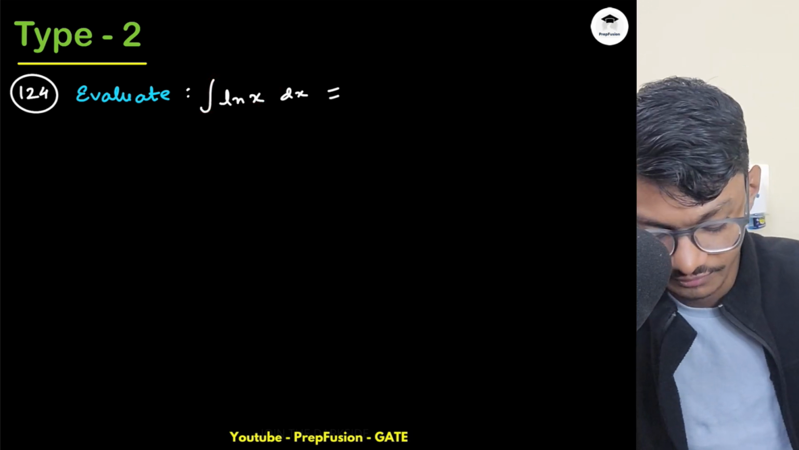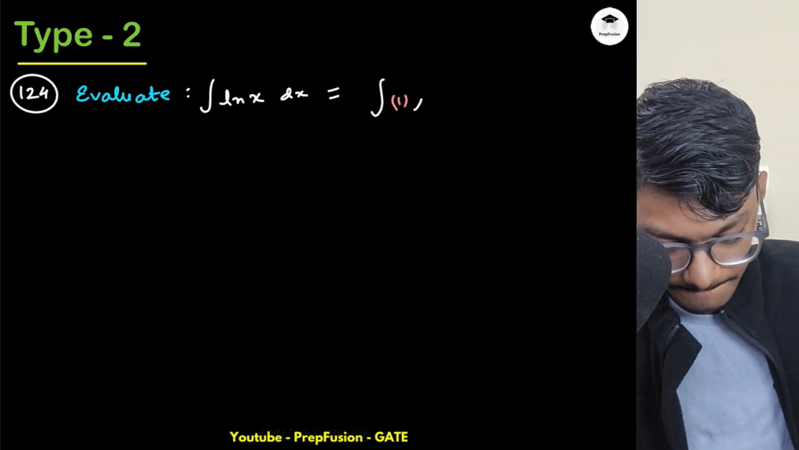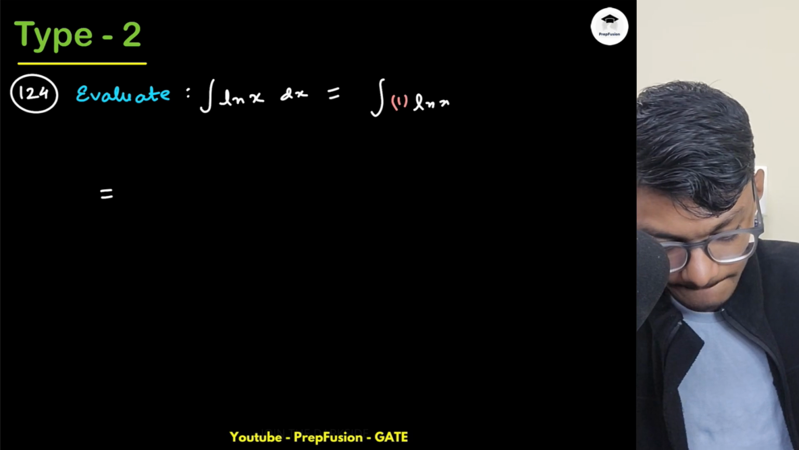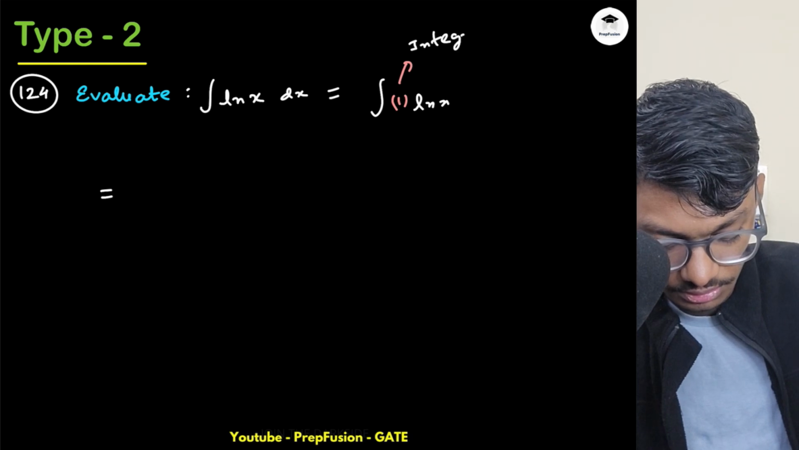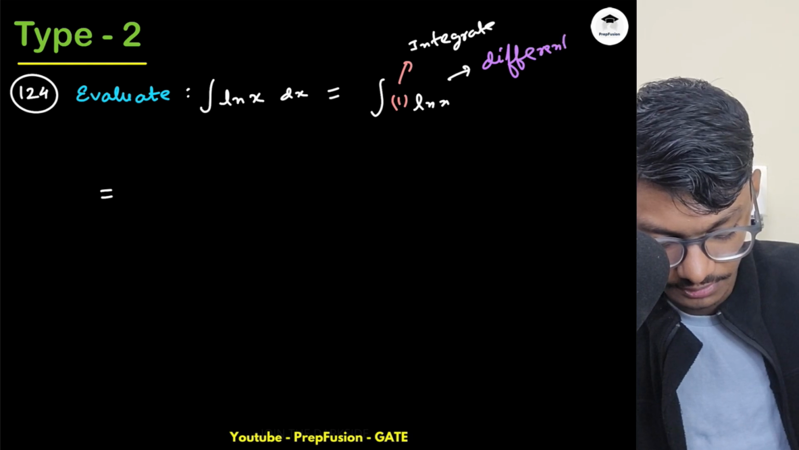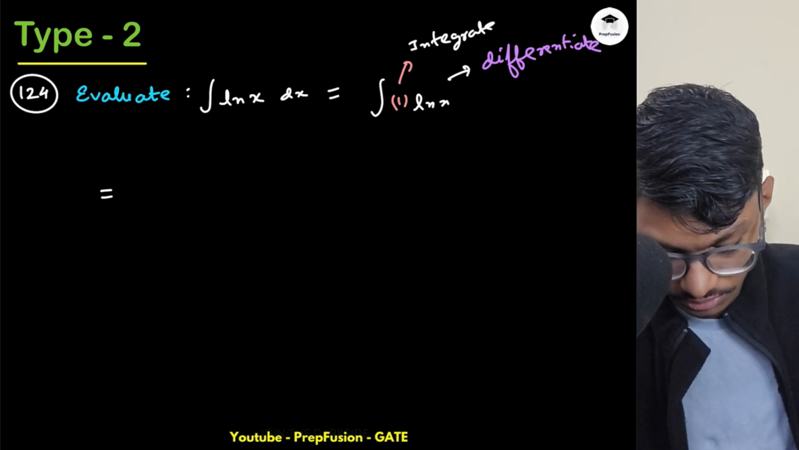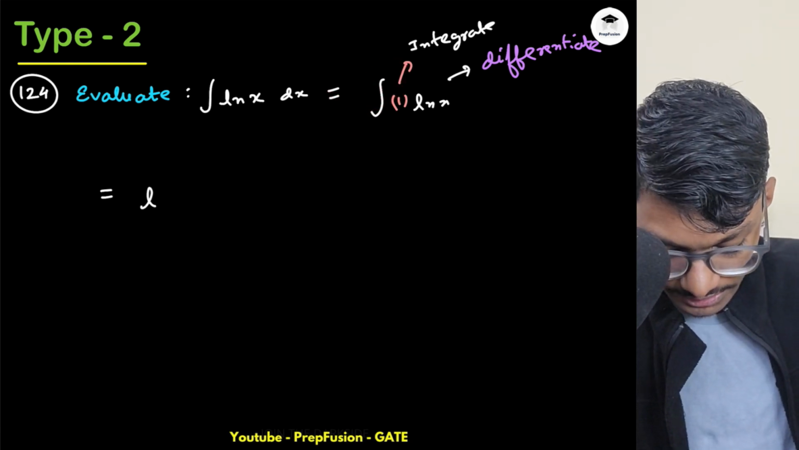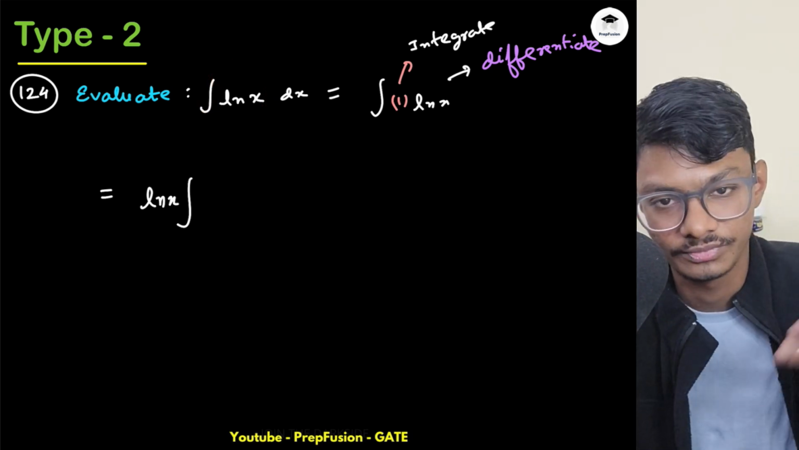So if I have only one function, how can I write this? I can write it like this: 1 times ln of x. Now if I have 1 times ln x, I can take this function and integrate wherever integration comes up, and I can differentiate this function. Obviously I'm integrating this, so this ln x will be outside, because I don't know the integration of ln x. That is the main thing. I don't know the integration of ln x, so I want to get to the answer.